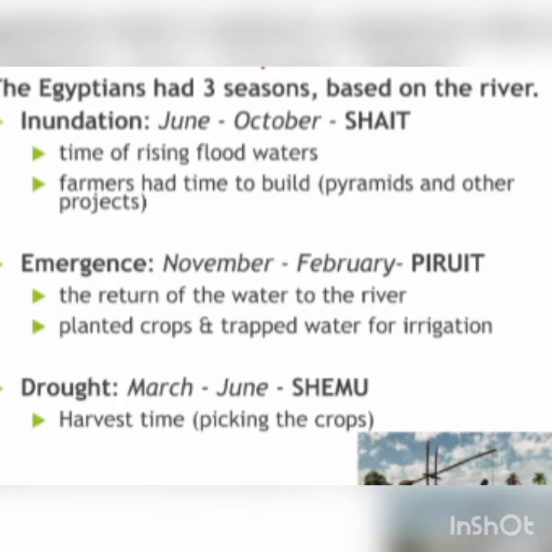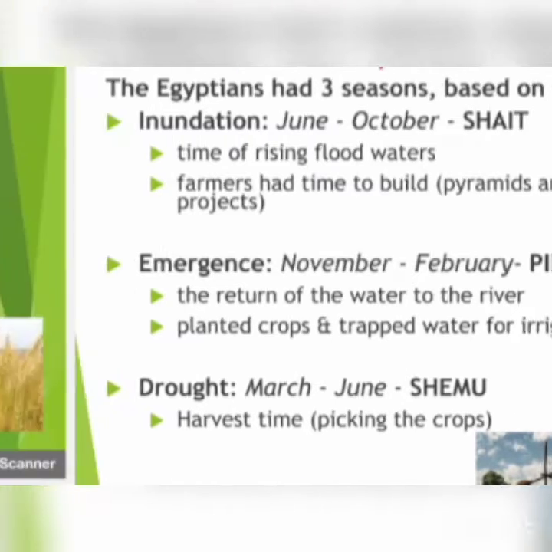And you all know that it is an African country, a desert country. And during March till June, it was harvest time, so it was a drought season too. So it was a harvest season, that is picking out the crops, harvesting the crops.